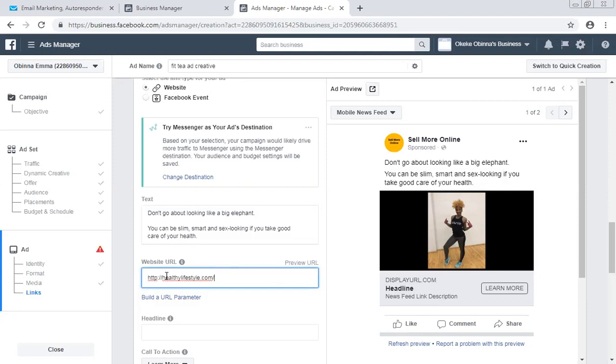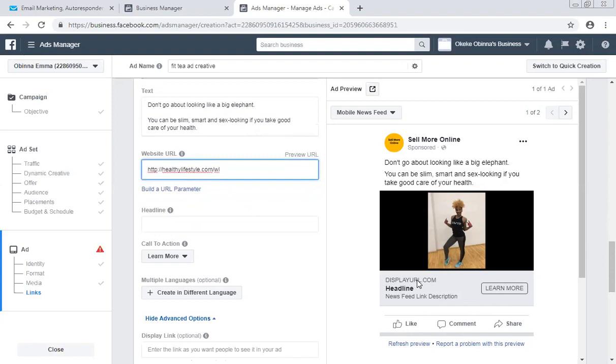Your weight loss, I can write WL. Of course, you know the name, any name you give to your page. So when they see your advert and they click on the learn more button, it takes them to that particular page you want them to get to. Okay, so that's it for your website URL.